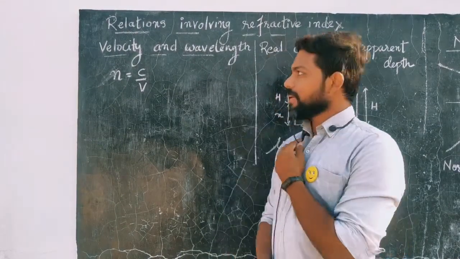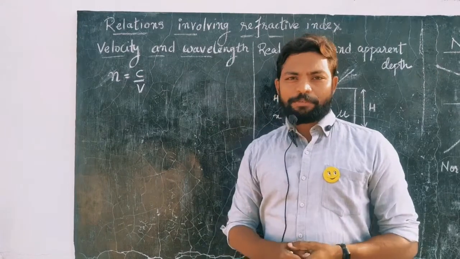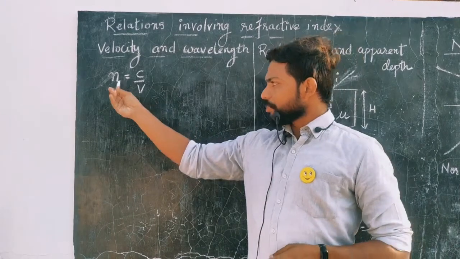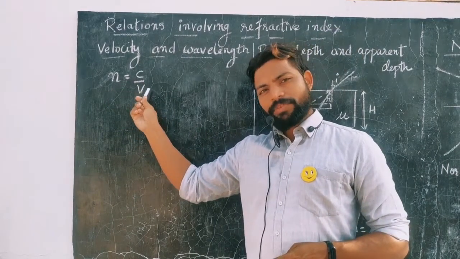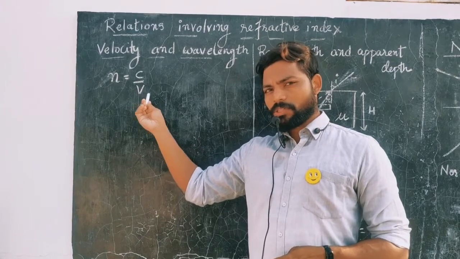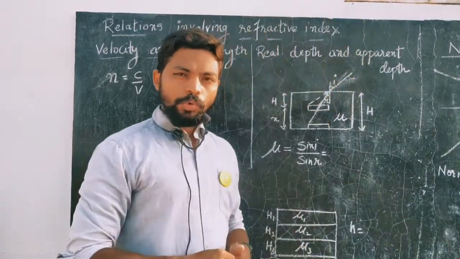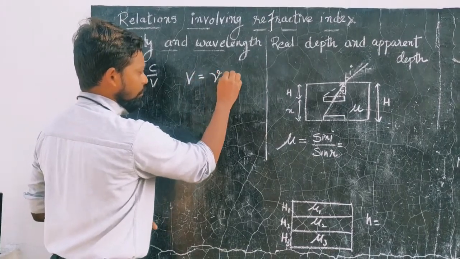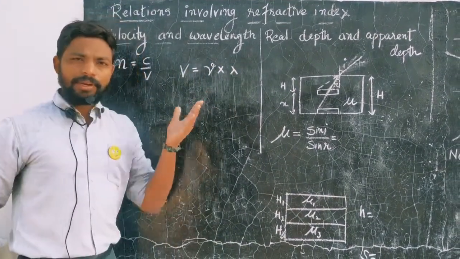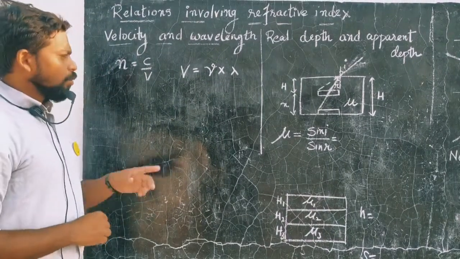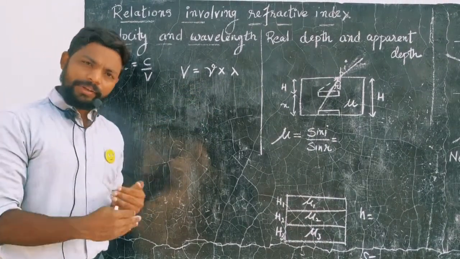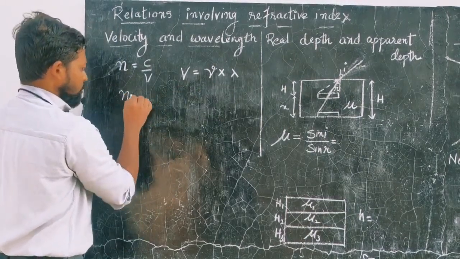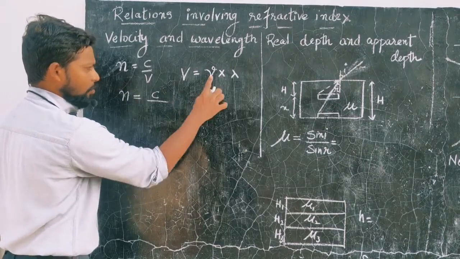Friends, now we will learn about the relation between velocity, refractive index and wavelength. We know this relation: refractive index is equal to C by V, velocity of light in vacuum by velocity of light in medium. We also know the formula of velocity in a medium is given by frequency into lambda. This we have learned in class 9 in the lesson on sound, which is also applicable to electromagnetic waves, that is light. If we use this formula here, n is equal to C, and in the place of V, we substitute this.